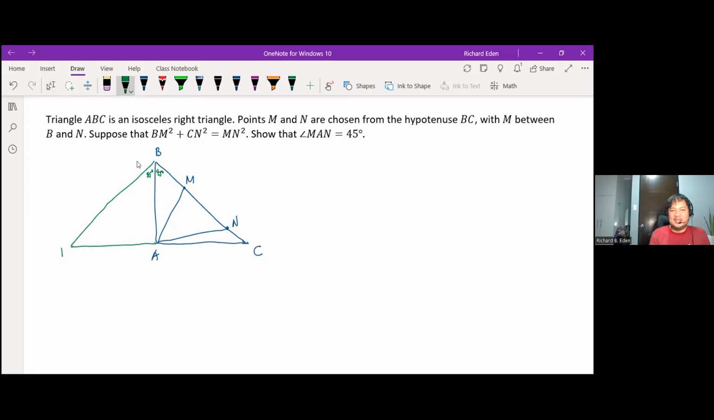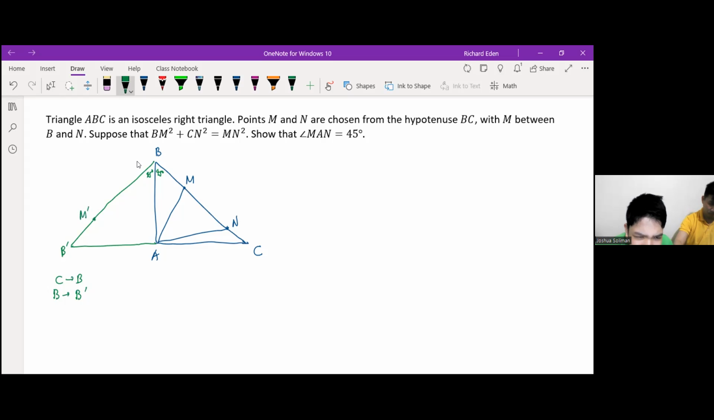So this is going to be 90 degrees, B prime. Okay, so C goes to B, and then B goes to B prime. Wait, how do we prove that? And then N will be on B prime. So therefore, C prime BM is a right triangle.